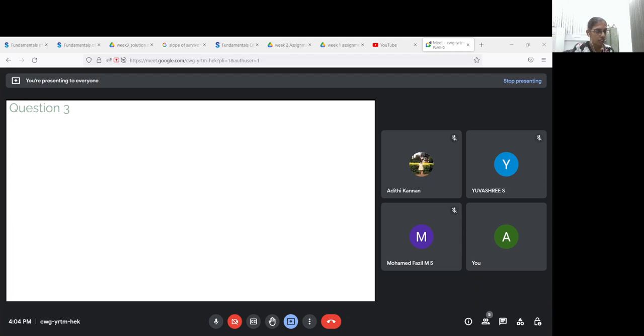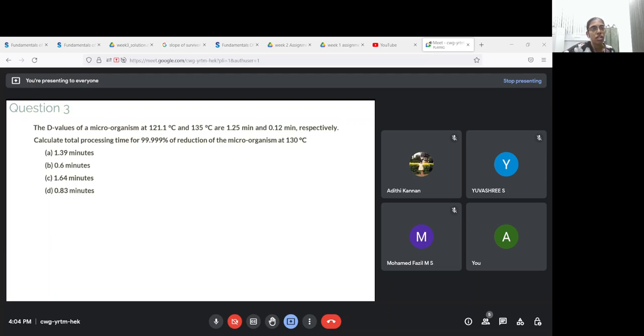Moving on to question 3. The D values of the microorganism at 121.1 degrees Celsius and 135 degrees Celsius are 1.25 minutes and 0.12 minutes respectively. Calculate the total processing time for 99.999% of reduction of the microorganisms at 130 degrees Celsius. So any idea how to proceed with this?